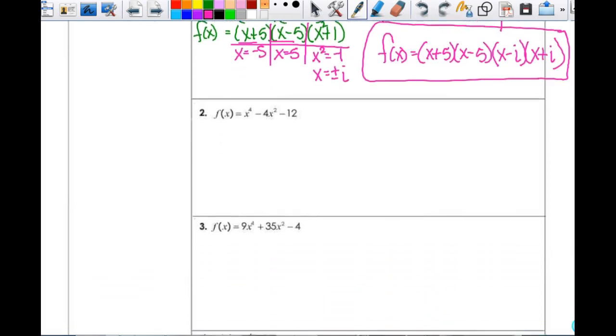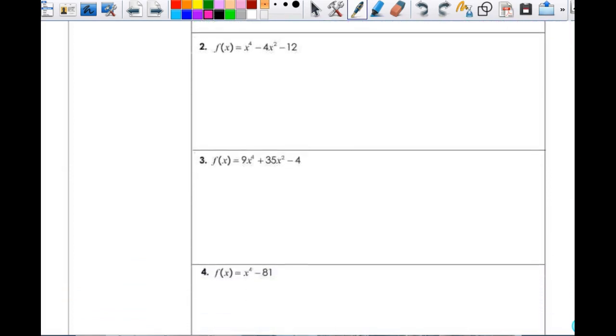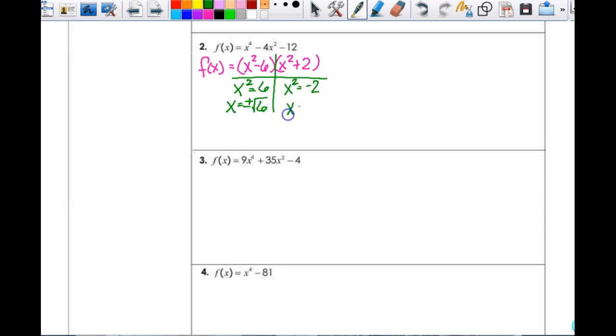All right, let's go ahead and do number 2. Now, number 2 is the same equation as number 1 on the front, but that's fine. So we should be able to fly. We've already factored it: x squared minus 6 and x squared plus 2, right? And then we found our zeros, so x squared equals 6, so x equals plus or minus square root of 6. x squared equals negative 2, so x equals plus or minus i times the square root of 2.